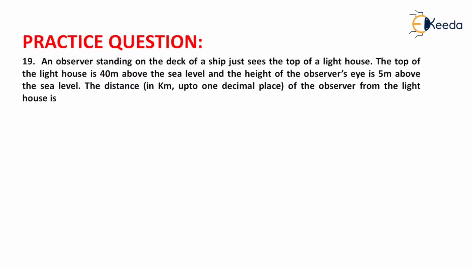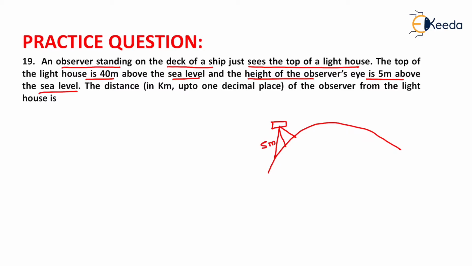Question is given as: an observer standing on the deck of a ship just sees the top of a lighthouse. The top of the lighthouse is 40 meters above the sea level and the height of the observer's eyes is 5 meters above the sea level. As per the question, the observer is standing on the deck of a ship just like this and its height is 5 meter, and he sees the top of a lighthouse just like this and the height of the lighthouse is 40 meter. Now this distance is d1 and this distance is d2.